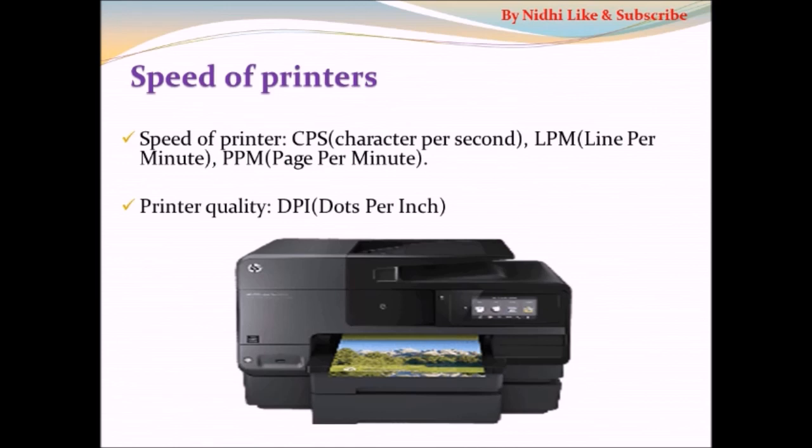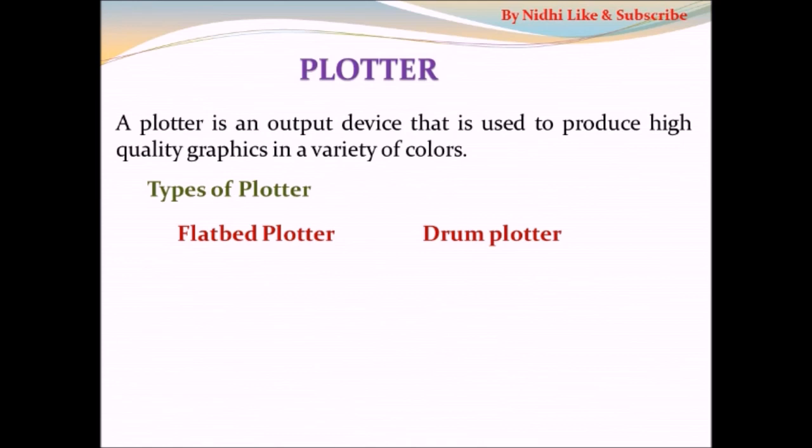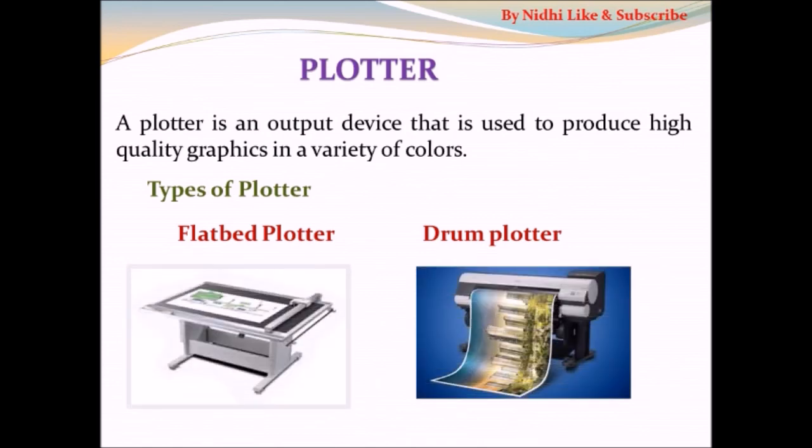Next output device is the plotter. A plotter is an output device that is used to produce high quality graphics in a variety of colors, used for printing maps or architectural things, or you can say the design of a ship, aircraft, etc., that we need in high quality. So that can be produced with a plotter. So out of all the output devices, only the plotter will produce high quality graphics in a variety of colors. And after that we can consider the 3D printer or laser printers.